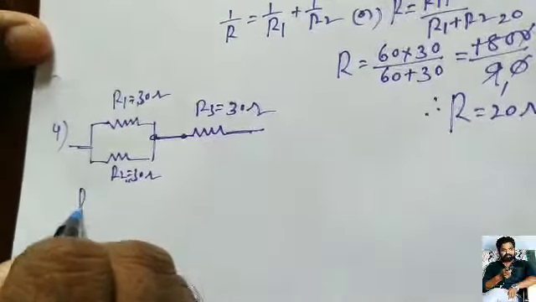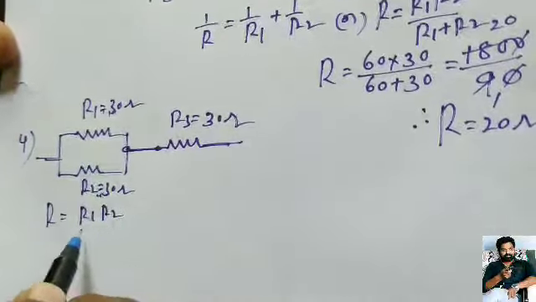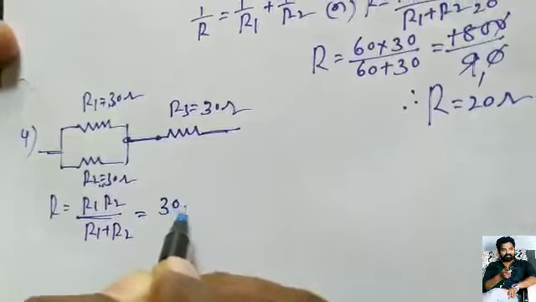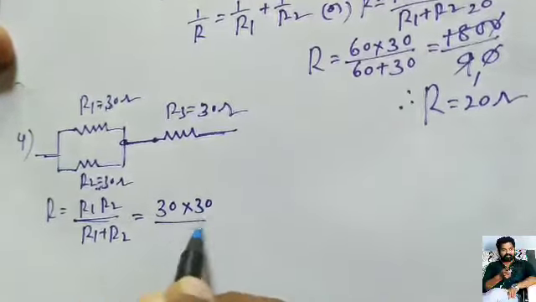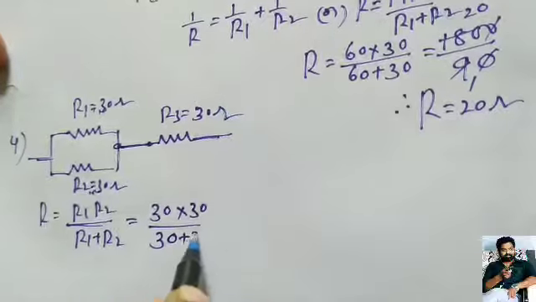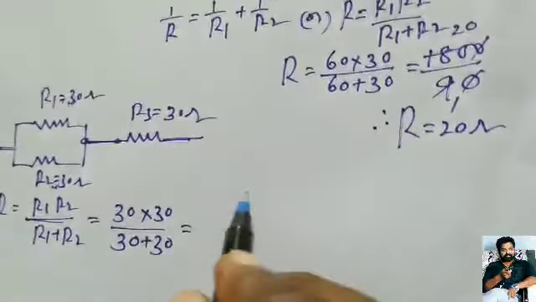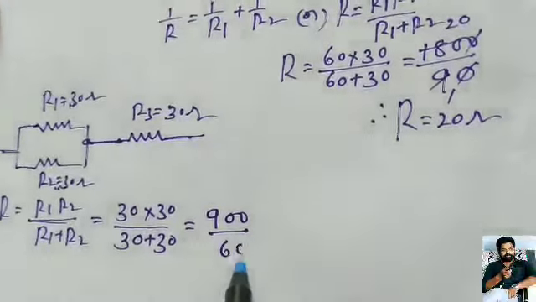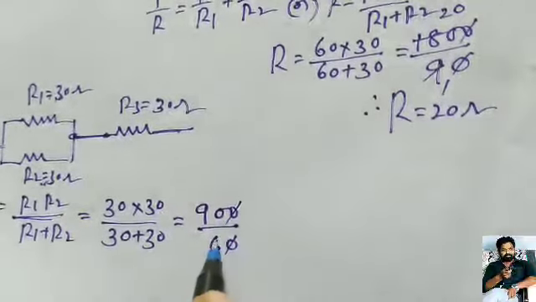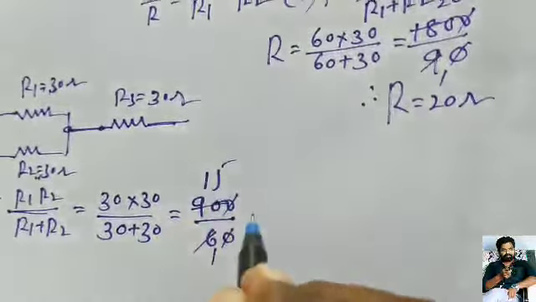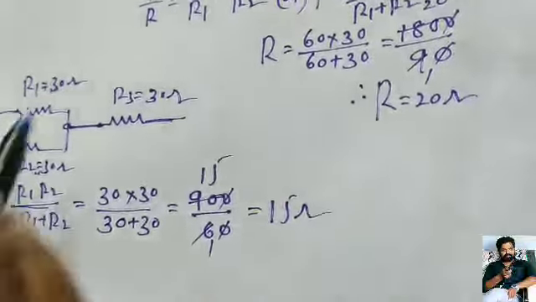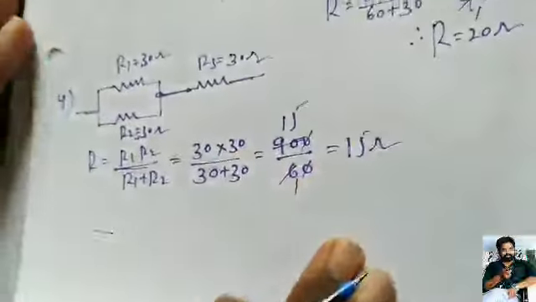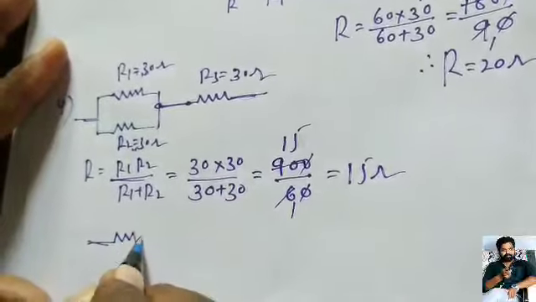Now these two are in parallel here. So R equal to R1 R2 by R1 plus R2. R1 is 30, R2 is also 30, by 30 plus 30. So this is 900 by 60. That is, 0 0 get cancelled, 6 ones 6, 6 twos 12, 6 threes 18, so 15. Now we get 15 ohms. Now from R1 and R2 we get 15 ohms. See here, this is 15 ohms.